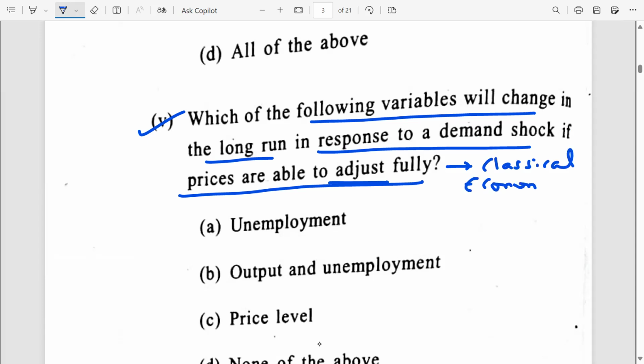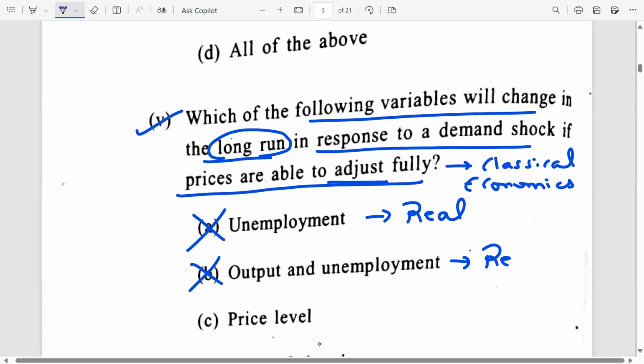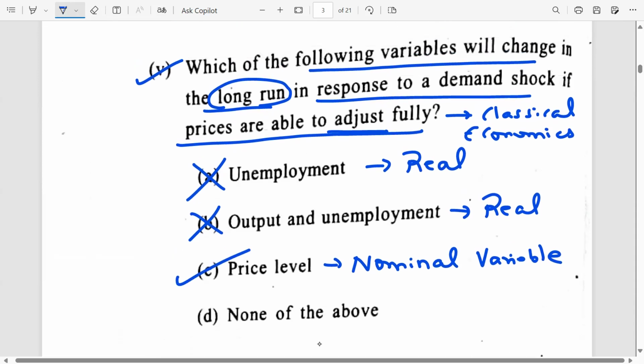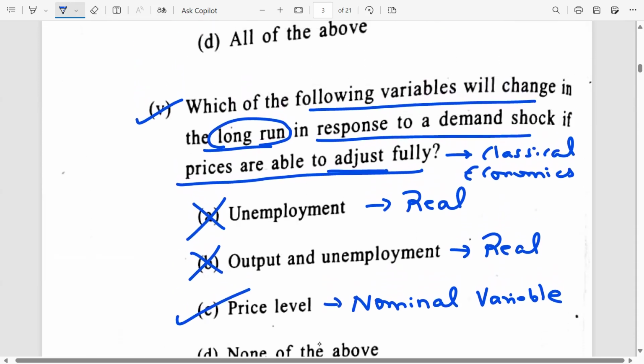And in classical economics, in the long run, there is no impact on the real variables. Unemployment is a real variable, so it will not change. Output and unemployment again are real variables, they will not change. In classical economics, the only things which change in the long run are nominal variables. Price, you can see, is a nominal variable. That means only price will change in response to a demand shock.